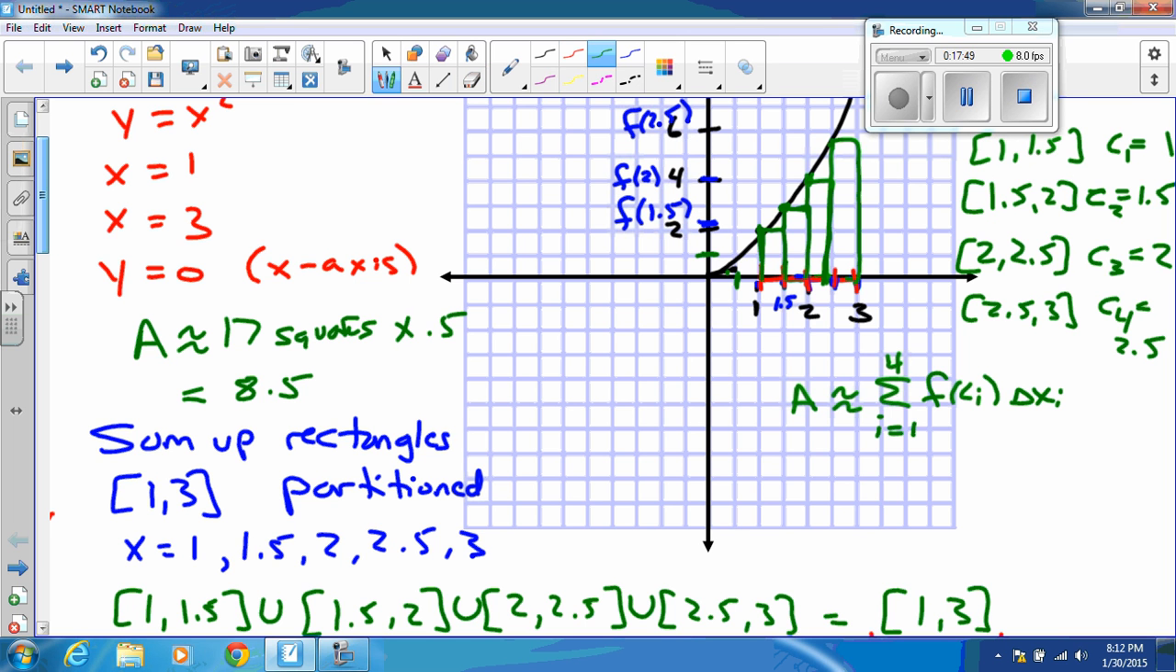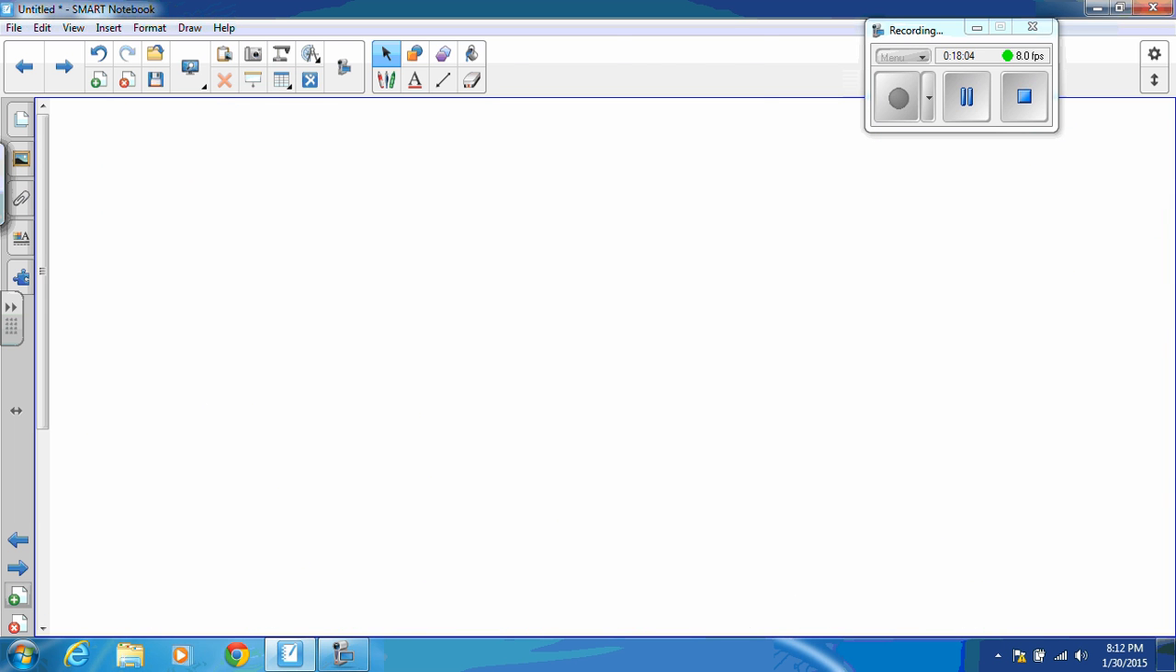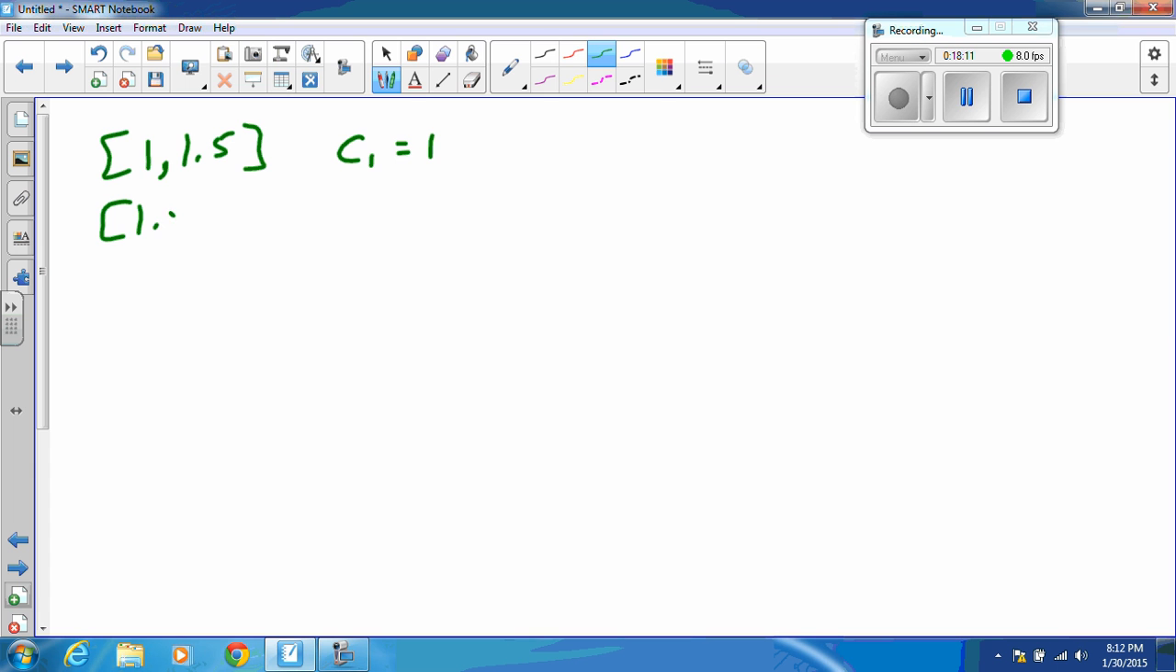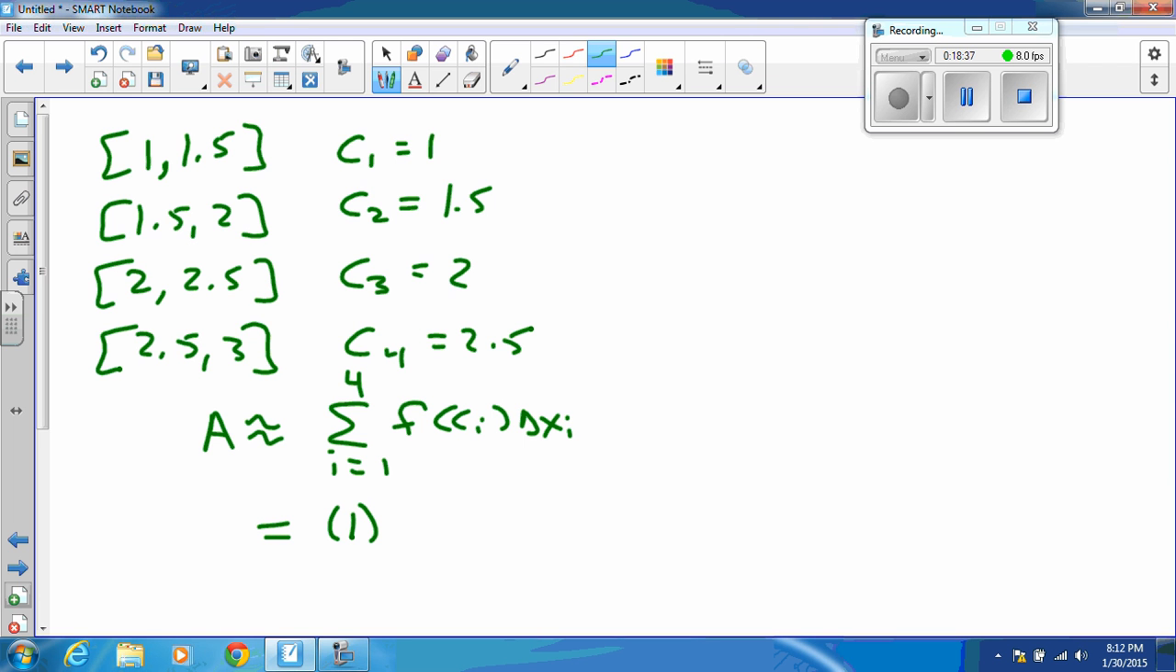But what has changed are the c values that we chose here. So when I now write my sum out, I'm going to pull this down into the open so we can see it better. We'll take it to a new page. And just so we don't lose track, I'll rewrite the intervals and the c's that we chose for those intervals. There we go. And so now we write that the area is approximately the sum from i equals 1 to 4 of f of c i delta x i.